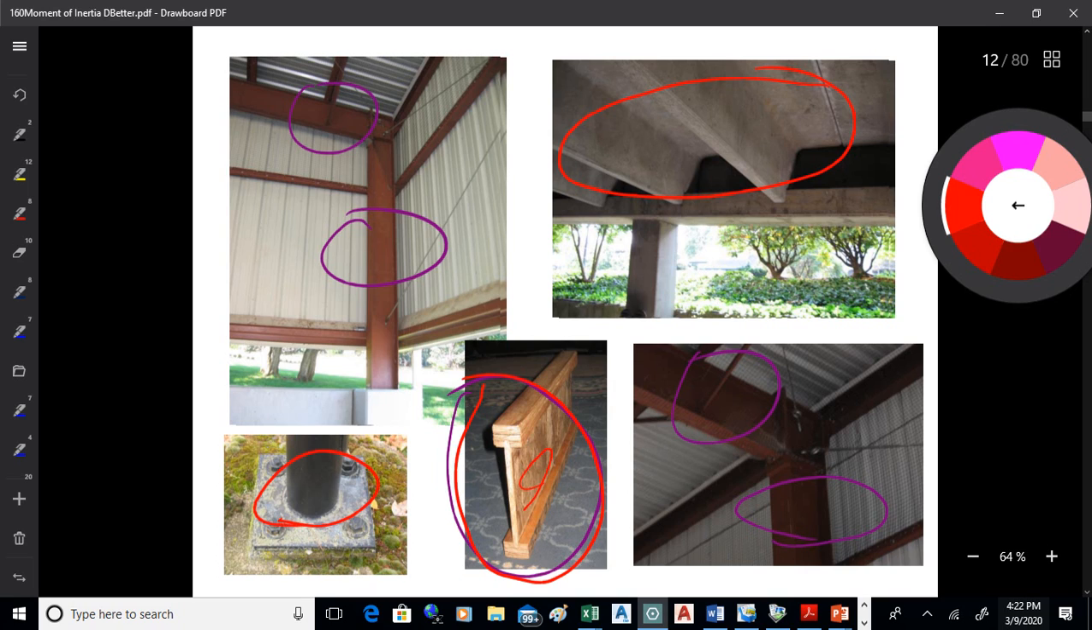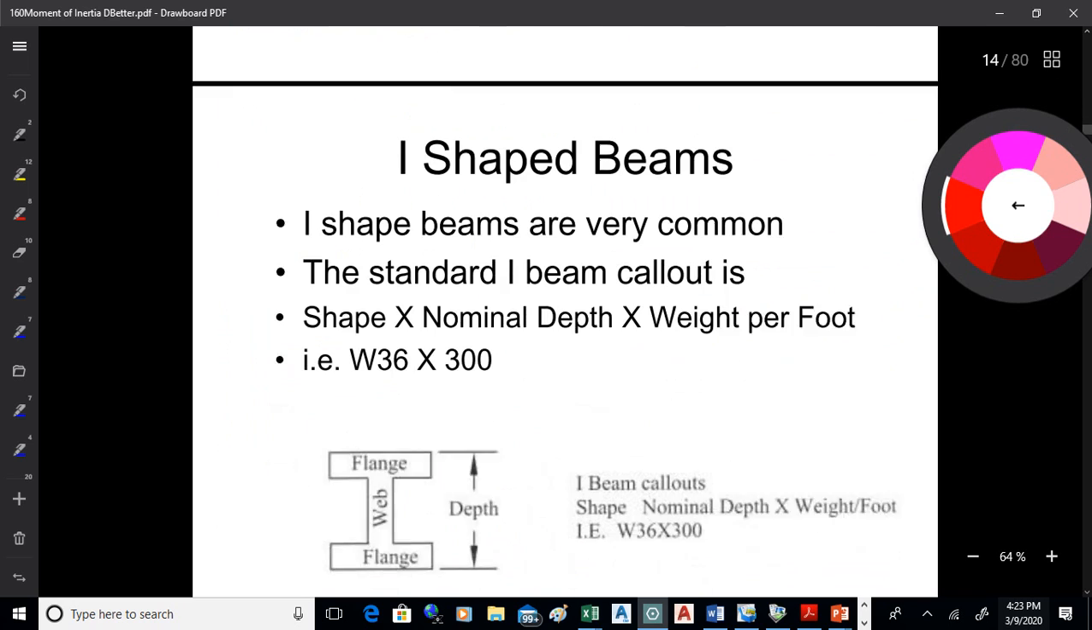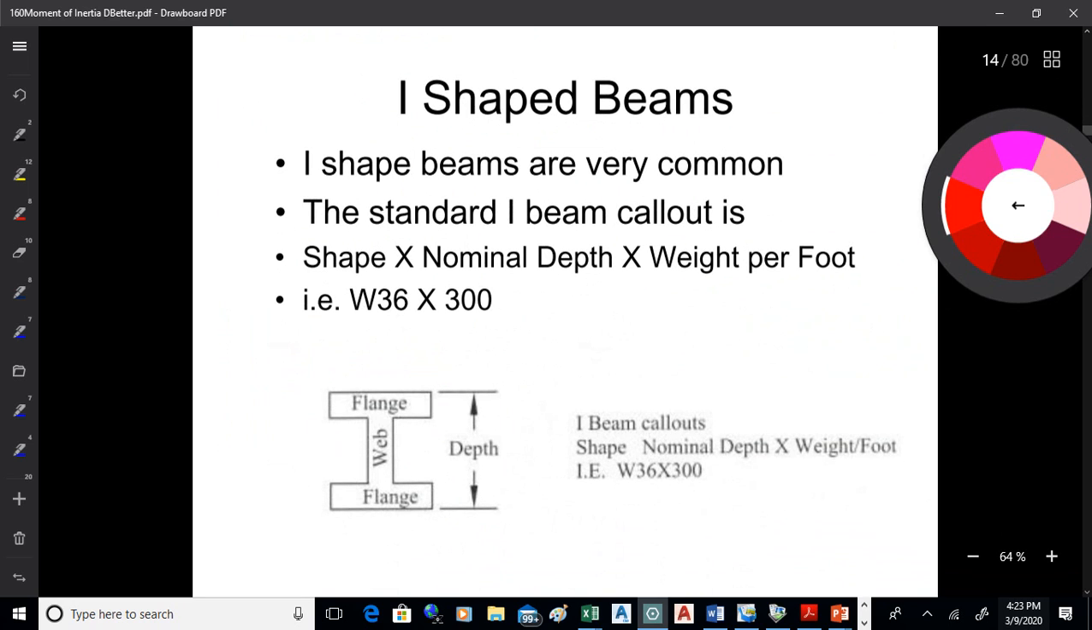Okay. All right. So I-beams are called out in a certain way. They're called out by shape, by nominal depth, by weight per foot. So a typical call out is a W, which means wide flange, 36, which means the depth is about 36 inches. Not exactly maybe, but in the ballpark, so they can put them together into categories when they make a table of beams. And then it weighs 300 pounds per foot. The structural engineers want to know the weight per foot so they can do their design work based on that, okay? So shape, nominal depth, weight per foot.